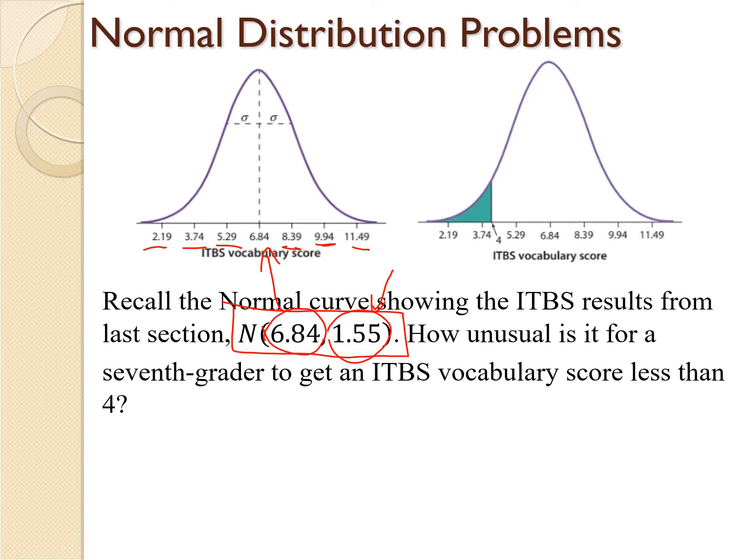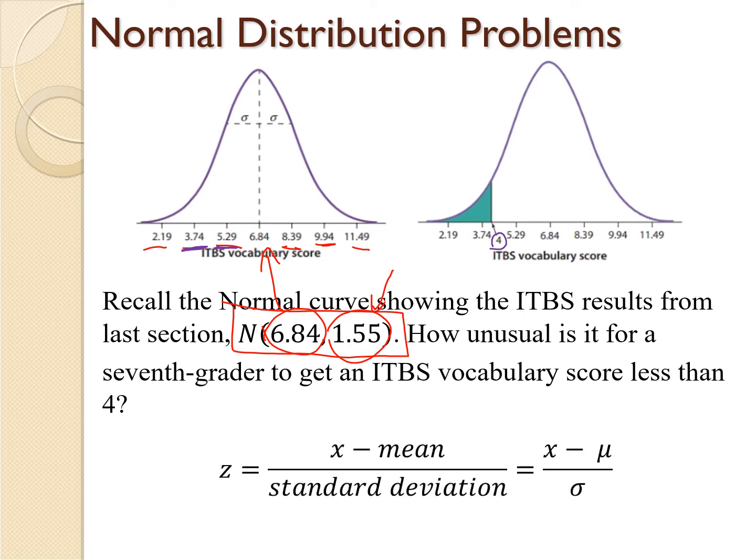And the difference of this problem compared to what we did in the last section is 4 isn't exactly on one of these numbers. So it's in between the 3.74 and the 5.9. So we can't use that 68, 95, 99.7 rule. And instead, we're going to use what we learned in the first section of this chapter, which is the z-score.